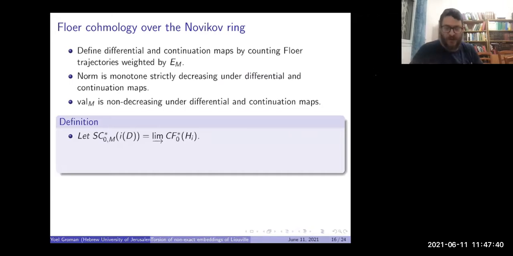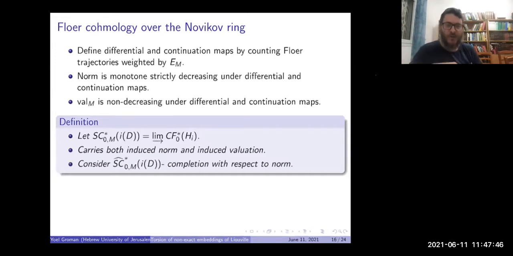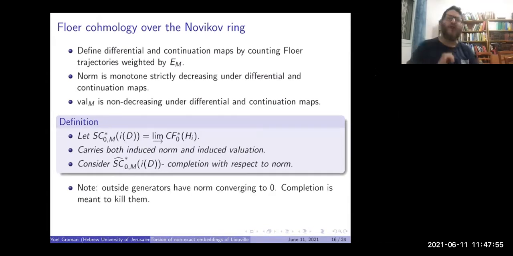So we can just take a direct limit. And this direct limit carries an induced norm and an induced valuation. And then we can take completion with respect to the norm. I should have written a formula for what this completion means. You have a norm, and when you complete, completion just means you take the inverse limit. I don't have the notation ready at hand, so I won't write it out.